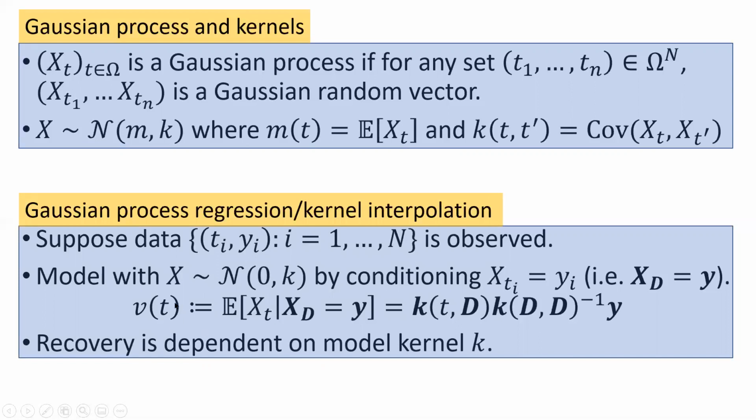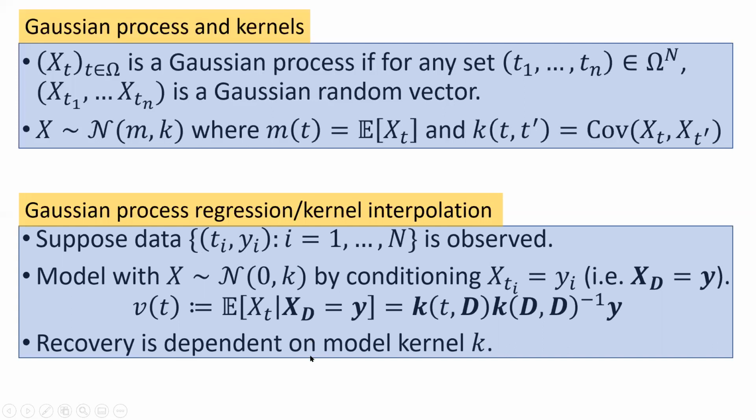or in other words, we estimate the relationship between T and Y with this conditional expectation of our model kernel conditioned upon the measurements, or the observations, or the training set. And this interpolation is dependent on the model Gaussian process, since in this case we assume X to be centered. This boils down to a selection of model kernel K.